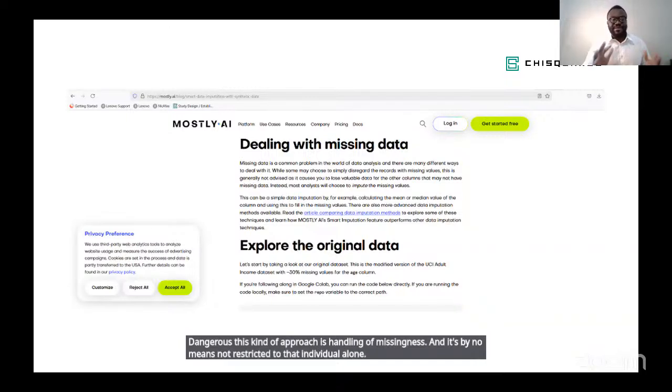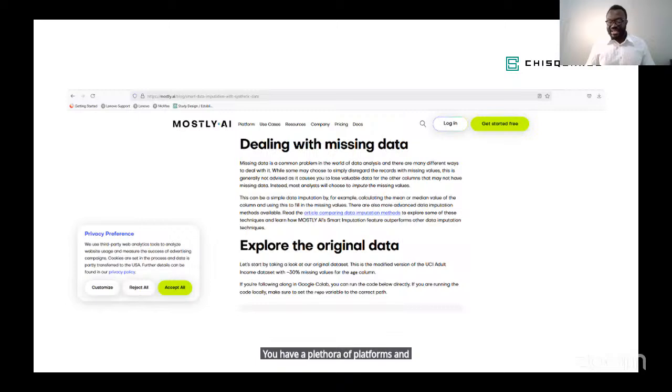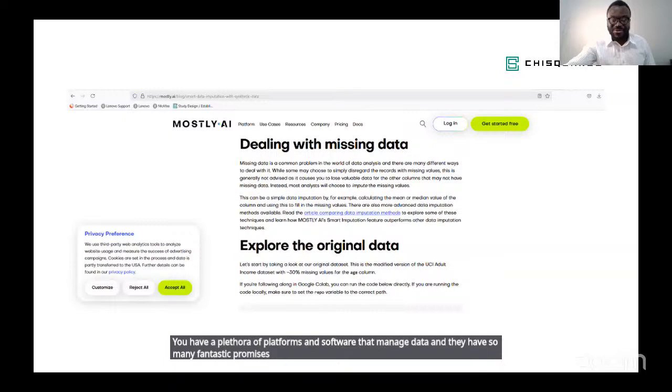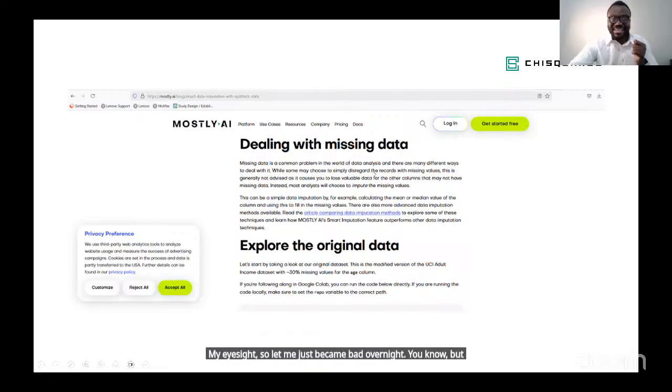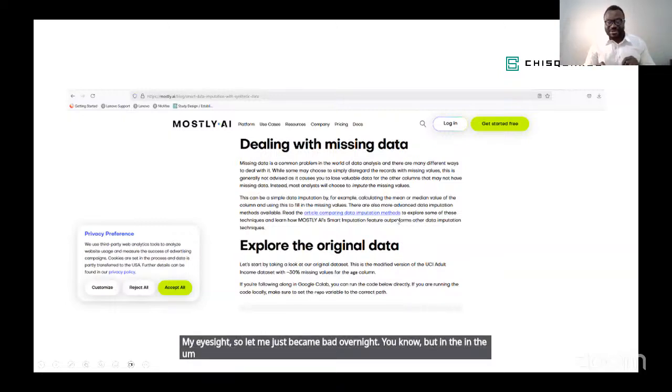You have a plethora of platforms and software that manage data, and they have so many fantastic promises. This one talks about dealing with missing data. My eyesight suddenly just became bad overnight. But in the body of the text, they talk about replacing missing values with, for example, the mean values or the average values. Again, we cannot emphasize enough how dangerous that is, right?